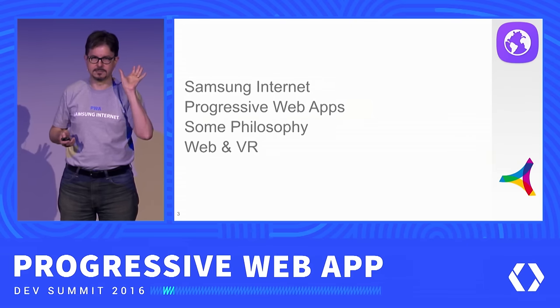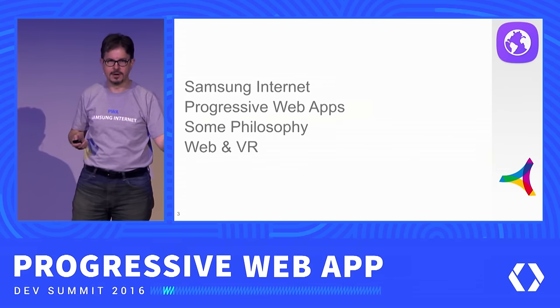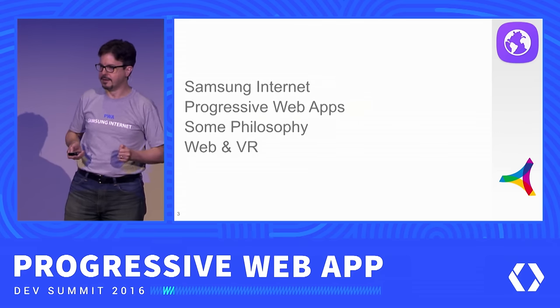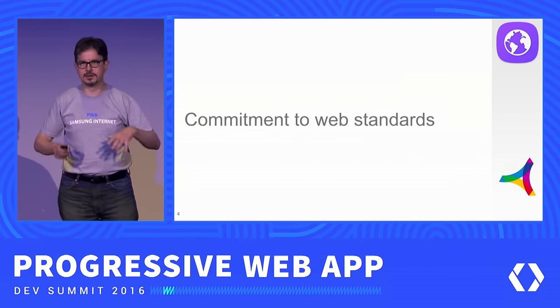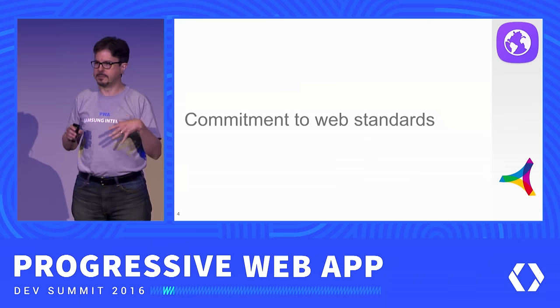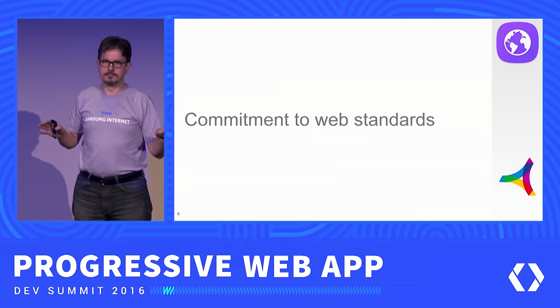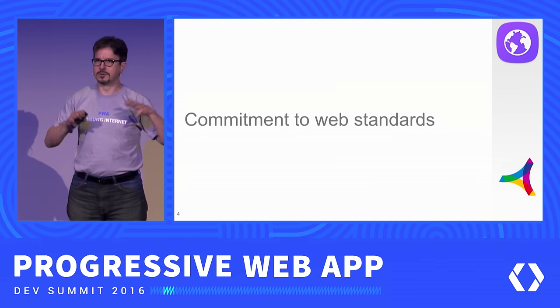So we're going to talk about that, and we're going to talk about progressive web apps, and in particular, Service Worker. Then I'm going to have a brief break for some philosophy, and then I'm going to talk about something else at the very end that's quite interesting to us and is of particular interest to Samsung, which is web and VR, and some work that we're doing to bring web and VR together that you might not have heard of. And throughout this, we're going to be re-emphasizing our commitment to standards, and in particular, our commitment to implementation of web standards and our work to promote and develop those web standards and to really make sure that we have a web that's based on standards.